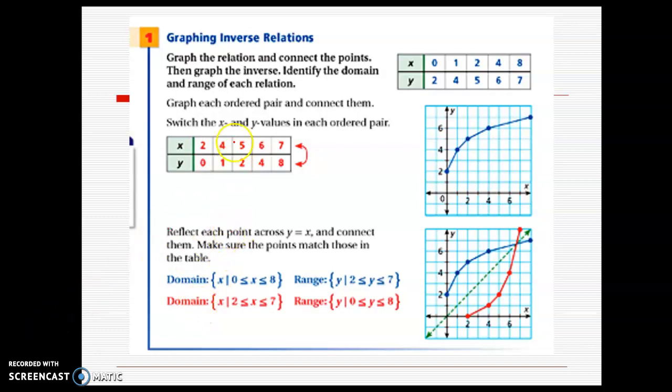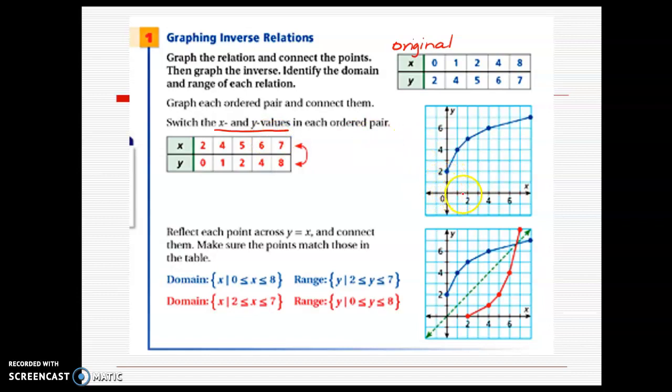Hi guys, I'm back. What we are doing now is graphing inverse relations. What you've got when you've got an inverse is, this is the original relation, and you have the points (0, 2), (1, 4), (2, 5), (4, 6), and (8, 7). When you are doing the inverse, your x and y will switch.